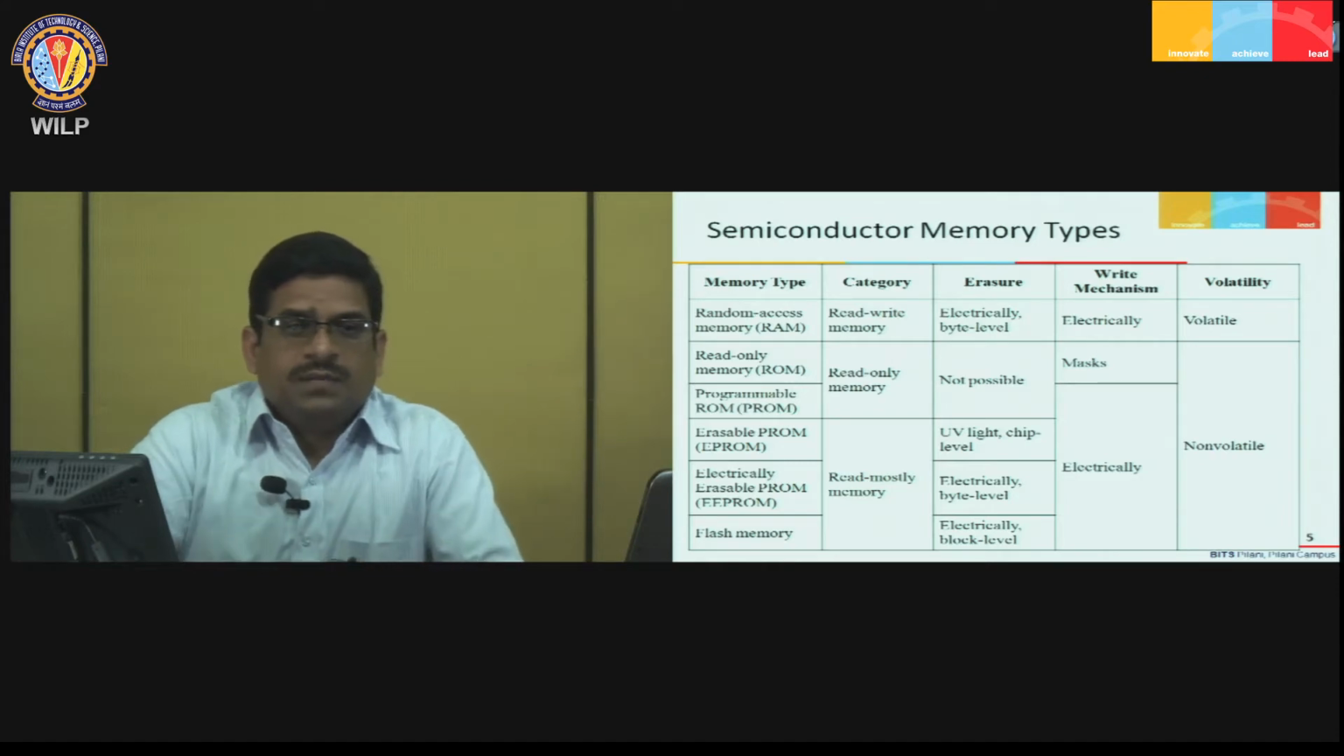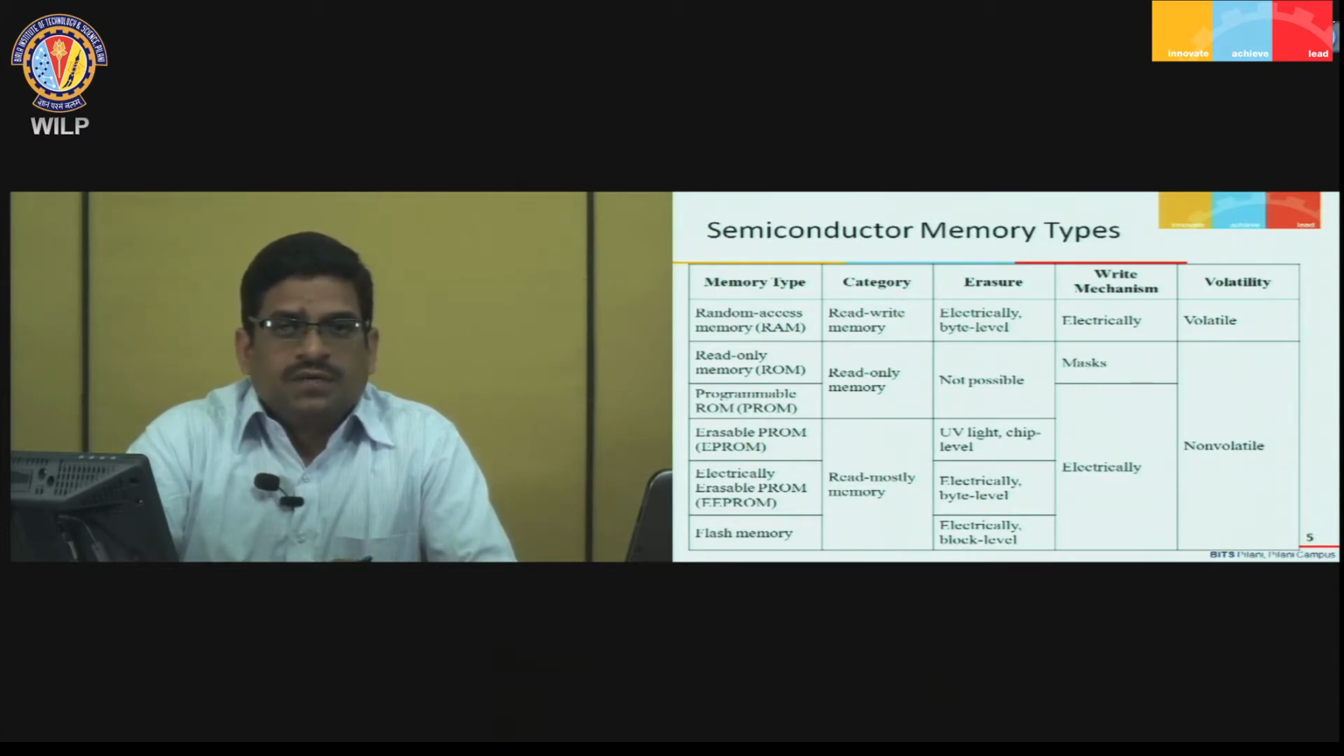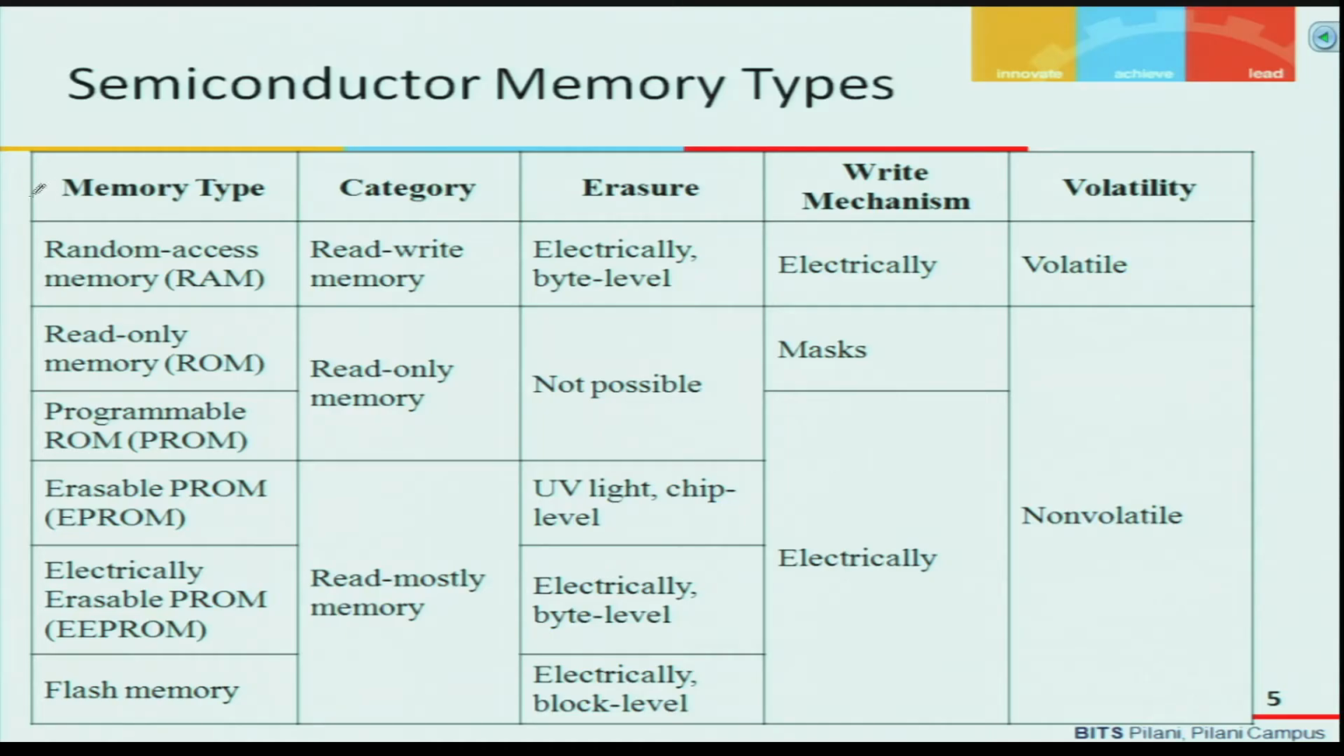So, we have seen in the previous slide how the processor connects to the main memory. Now, look at the various semiconductor memory types. What semiconductor memories are there? Here I have categorized them by type, whether it is a read-write memory or a read-only memory. Then what the erasing method is, how to erase the contents to copy new contents, what the write mechanism is, how we can write it, and whether it is volatile or non-volatile.